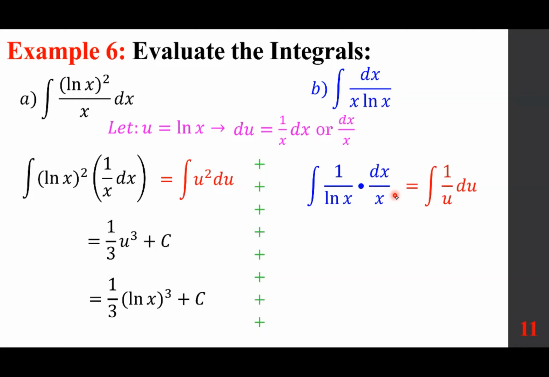1 over u du. As you know, the integral of 1 over x is ln x. So the integral of 1 over u is ln of absolute value of u and a constant. And replace the u. So you have ln of absolute value of ln x and a constant. And if you differentiate that, you will get this part, 1 over x ln x, without the dx. You get 1 over x ln x.